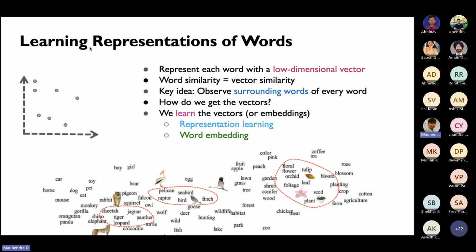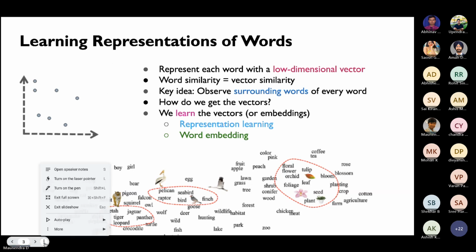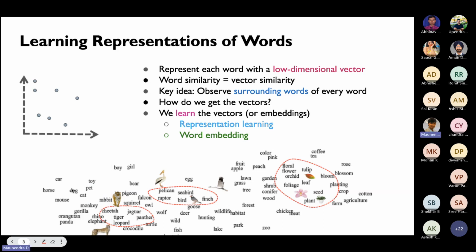So the idea is that we'll represent each word using a low dimensional vector. Word similarity will be related to vector similarity. For each word we have a vector, and if two words are very similar, their vectors will be similar. If two words are very different, their vectors will be different. The key idea was that we can observe the surrounding words of every word, and typically, words which mean similar things are surrounded by similar words in many documents.